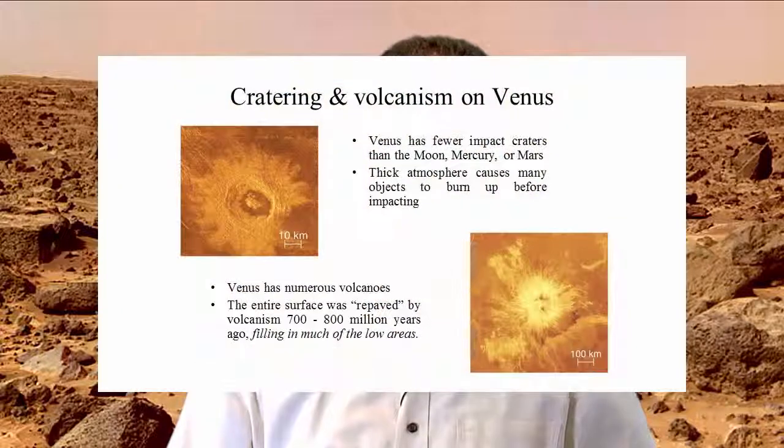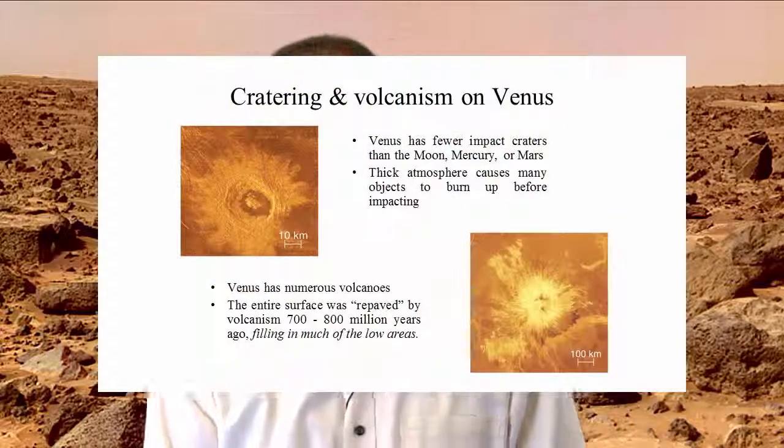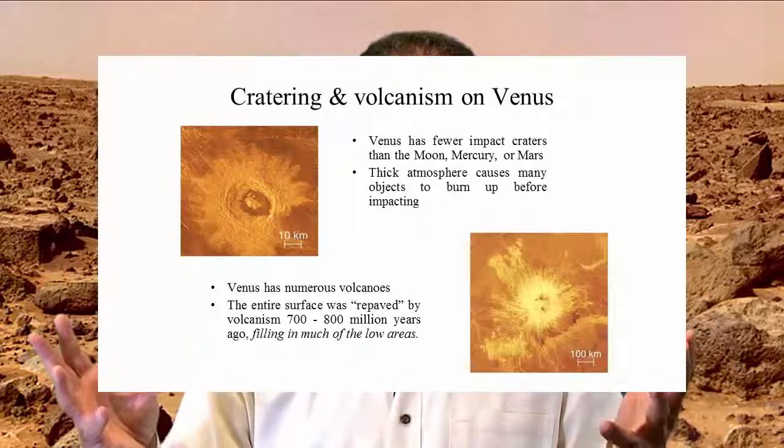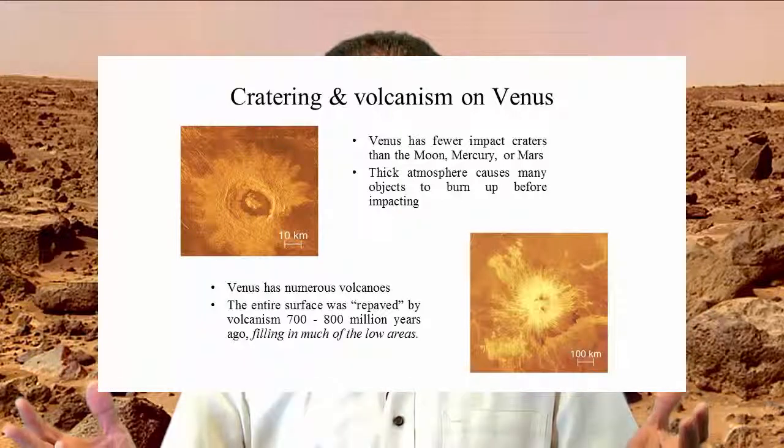Now, when we look through our radar images, we don't see very many craters. Well, that implies that something clearly must be erasing them. Certainly some of them are going to burn up. These impacting objects will burn up on the way through the thick atmosphere, but that doesn't fully explain the lack of craters. Instead, what really happened on Venus was that between 700 and 800 million years ago, there was a tremendous amount of volcanic activity.